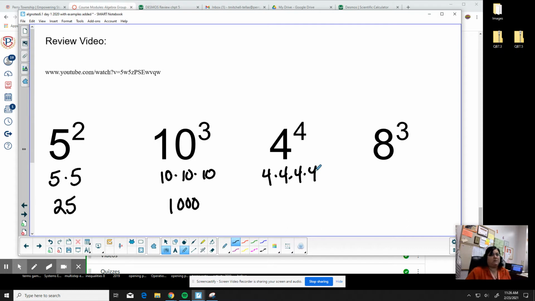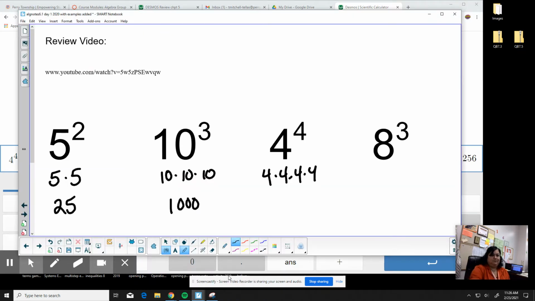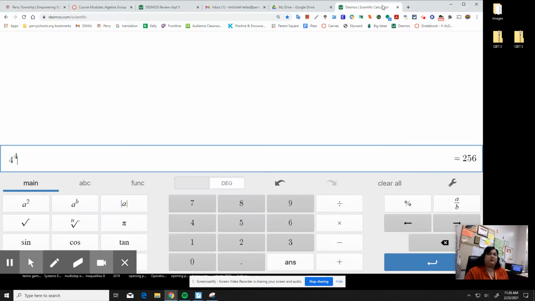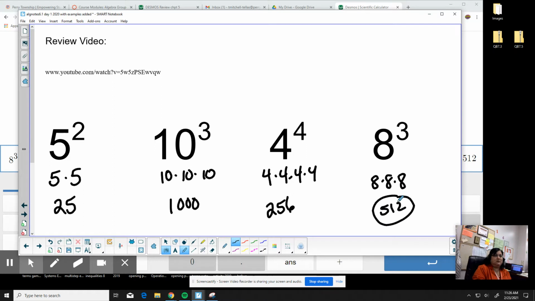Now, I don't know that one by heart, so I'm going to use my Desmos calculator. So I go here and I type in 4, and I put the A to the B exponent button, and then to the fourth power. And that gives me 256. And same thing here, 8 to the third power. I don't know that by heart. I know 8 times 8 is 64, but then I don't know what the other 8 is. So I'm going to type it in. 8, A to the B, to the third power. And it's 512. So 512 is my answer. So I'm evaluating each of these. I'm coming up with an answer.